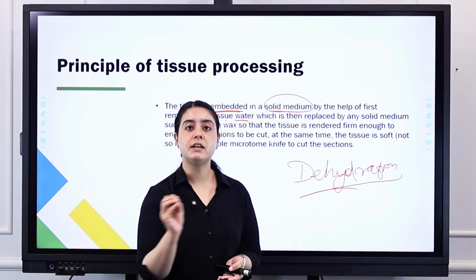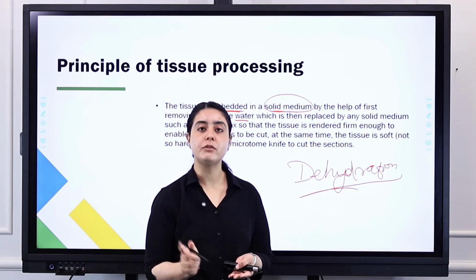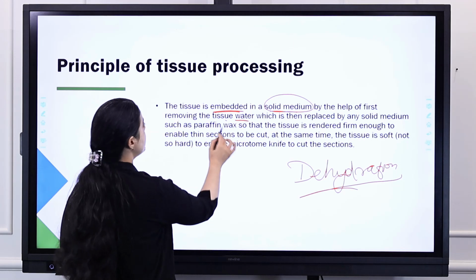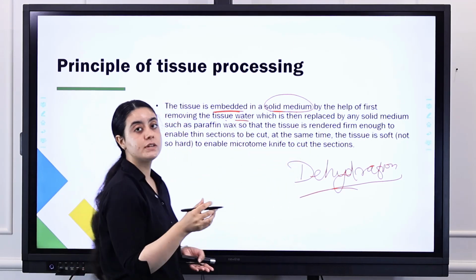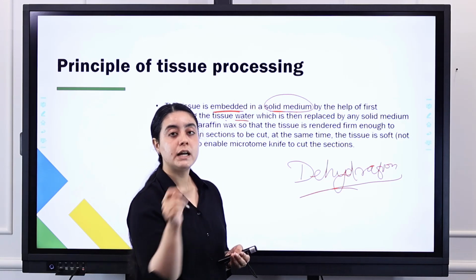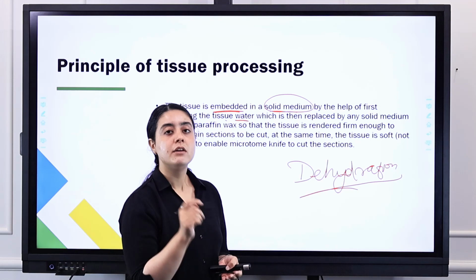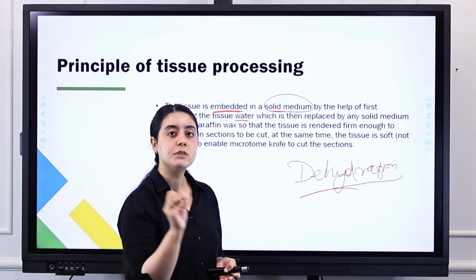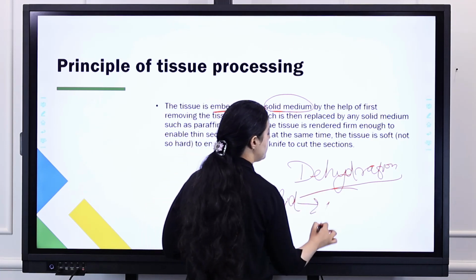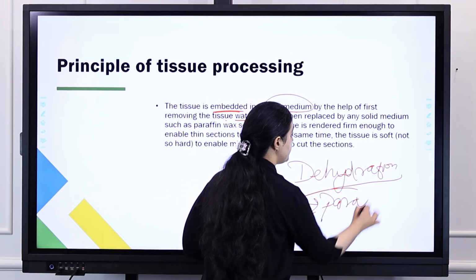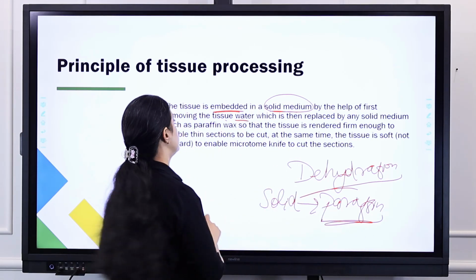With the help of dehydration, we remove all the water and fluid content from the tissue sample before staining. It is written over here that we have to remove the tissue water, which is then replaced. Obviously when we remove the water, in that empty space we have to fill something. We fill that space with some solid medium. And what will be that solid medium? It will be paraffin wax, in which we embed our tissues, right?